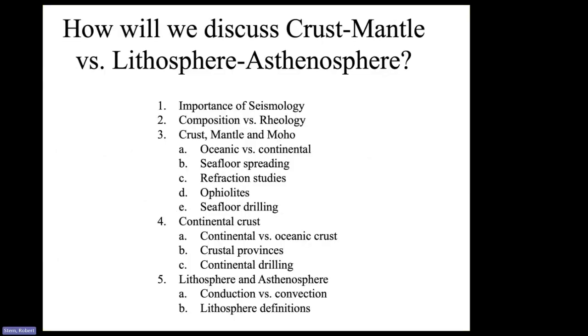So how will we discuss this dichotomy? Well, first we'll talk a little bit about the importance of seismology. Then we'll talk about composition versus rheology in a little more detail. We'll get into the compositional differences, crust, mantle, and Moho. And then we'll talk about the continental crust. And then we'll jump over to this rheological layering in the last part.